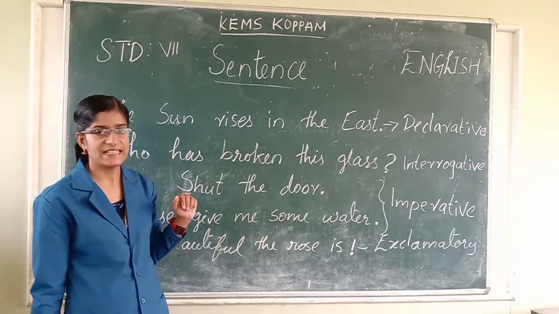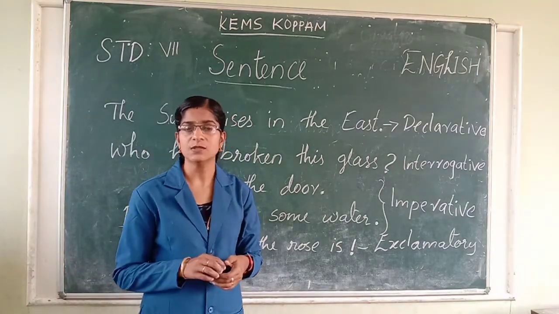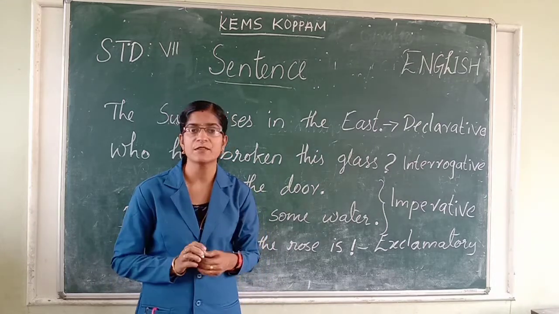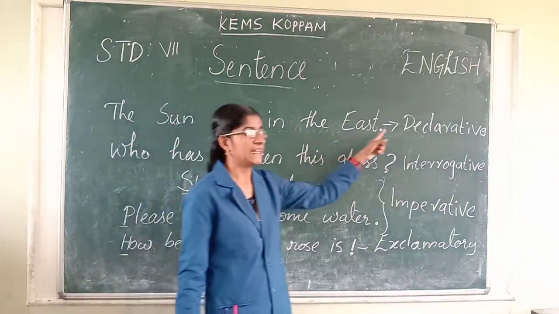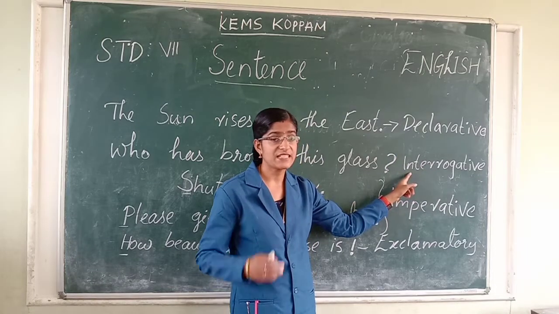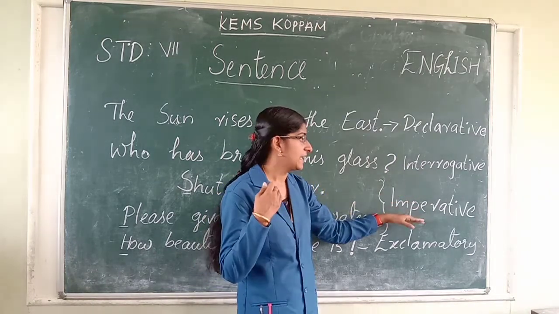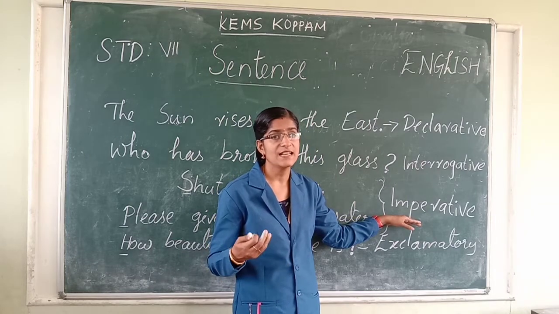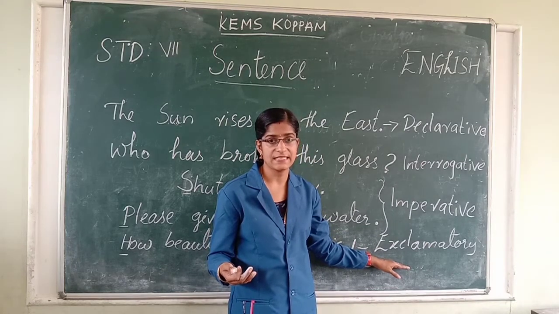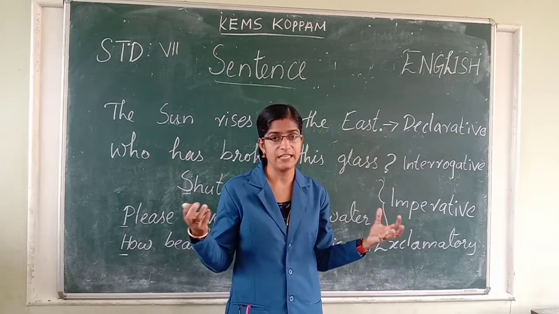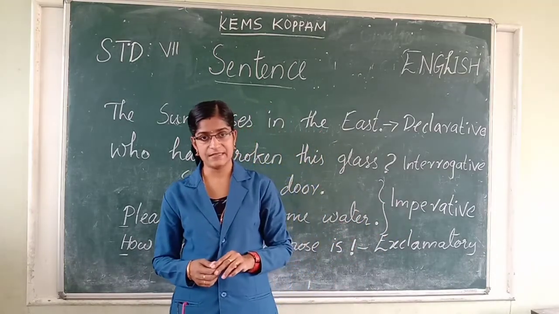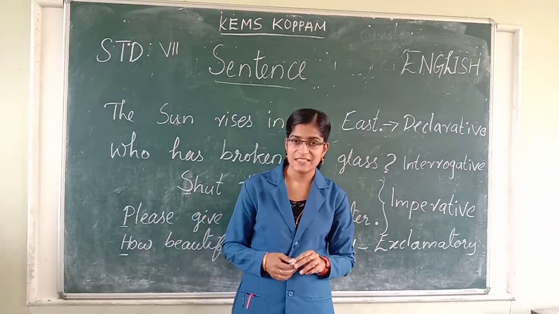So what is a sentence? A sentence is a group of words which gives us a complete meaning. Okay, and there are 4 types of sentences: the declarative sentence, which states something; interrogative sentence, which asks us a question; imperative sentence, which is request or commands; then exclamatory sentences, which express our strong feeling. Okay, so this is all about sentences. Okay, hope you understood this.